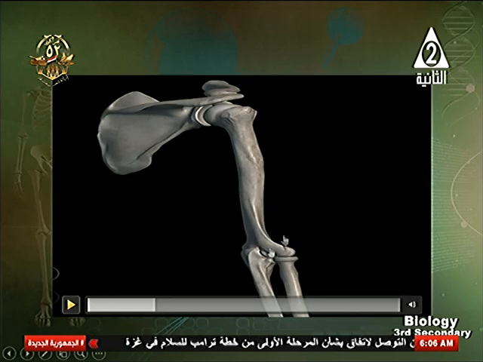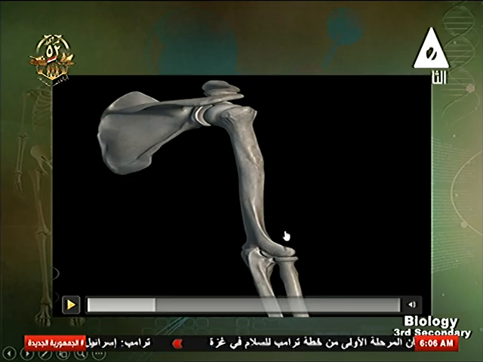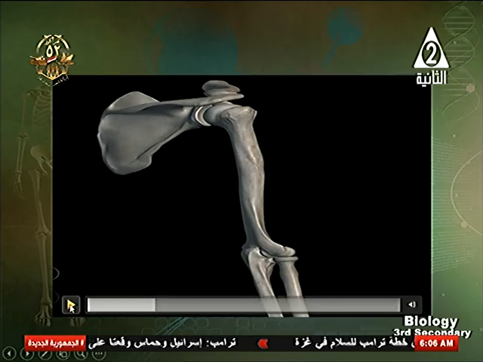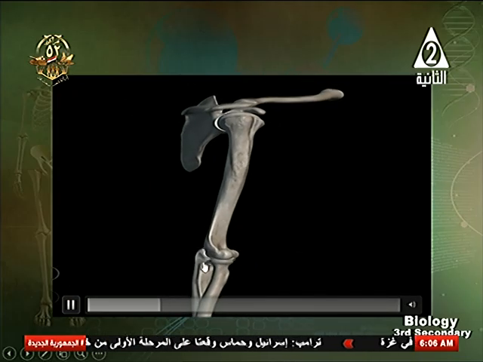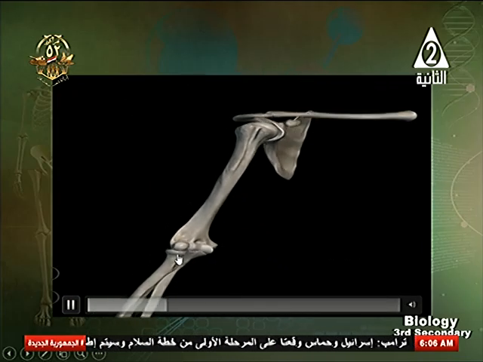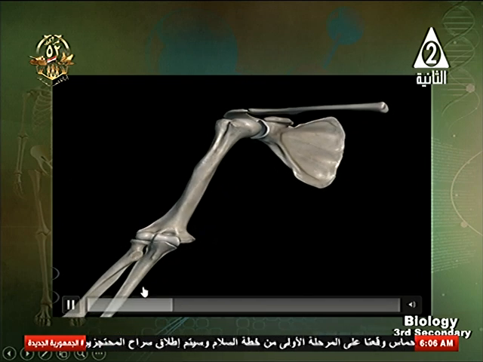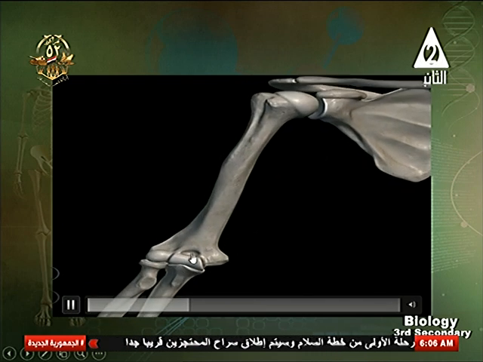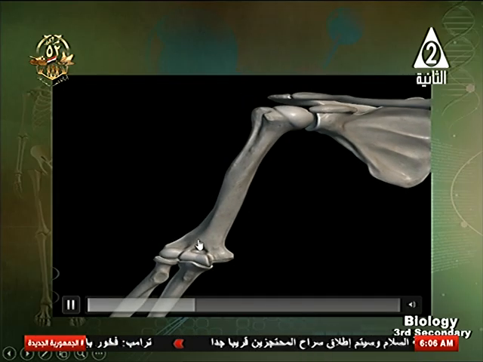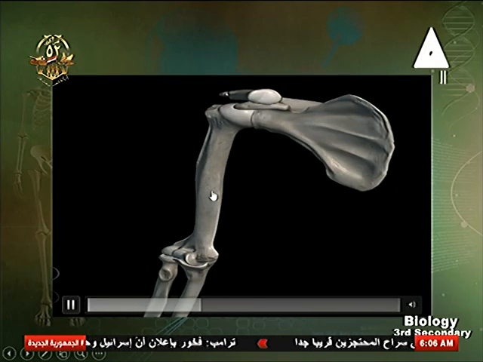The humerus bone has at its lower end an inner projection. Look here in the video. This is the inner projection to fit with the upper part of the ulna. The upper part of the ulna fits with the lower projection of the humerus, okay?